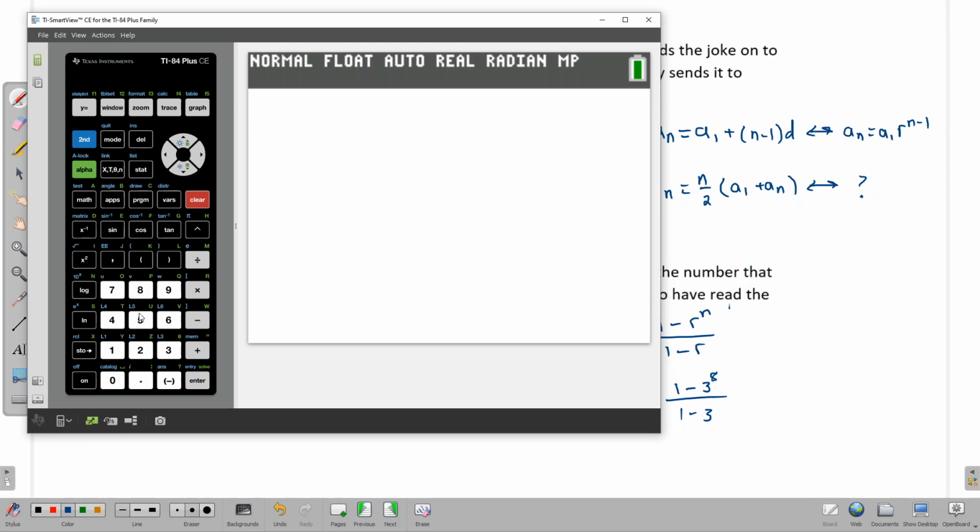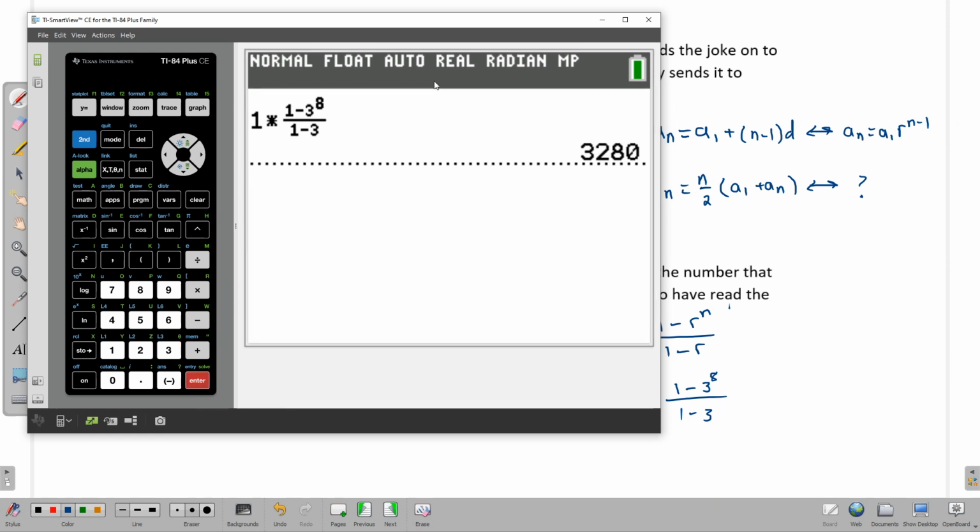If you have the newer operating system on your calculator, then you can just press alpha X, this alpha and then the variable button, and that brings up the fraction. So then 1 minus 3 raised to the 8th power over 1 minus 3. And we get that value.